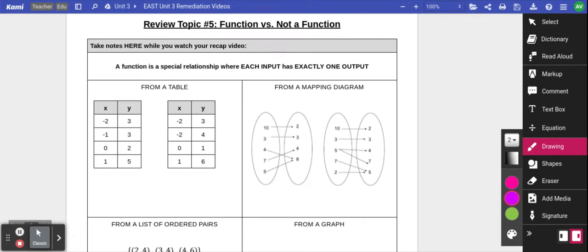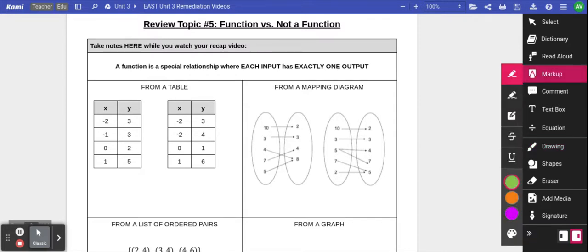Hi everybody and welcome back to our video for review topic number 5 of Unit 3 in Math 1, which is about when we have a function versus not a function. So now that we've learned about graphs and lots of different ways to describe graphs, we need to talk about when graphs are functions versus when graphs are not functions. And so we're going to talk right now about what makes a relationship a function versus not a function.